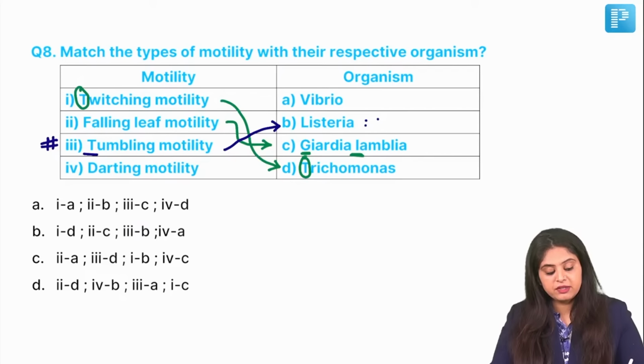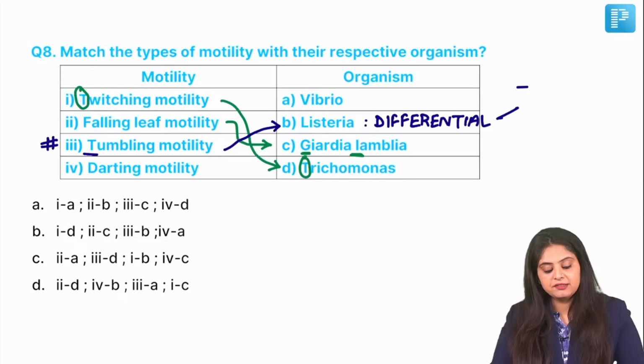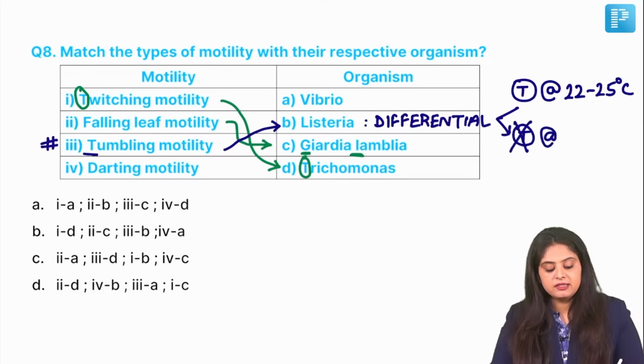Listeria. But now there's one more thing. Will it fall and tumble at every temperature? Or does that change as per the temperature, and that is what you call differential motility? Can you tell me the temperatures? I'll write T for tumbling motility. It will tumble at 22 to 25 degrees and it will not tumble at 37 degrees.